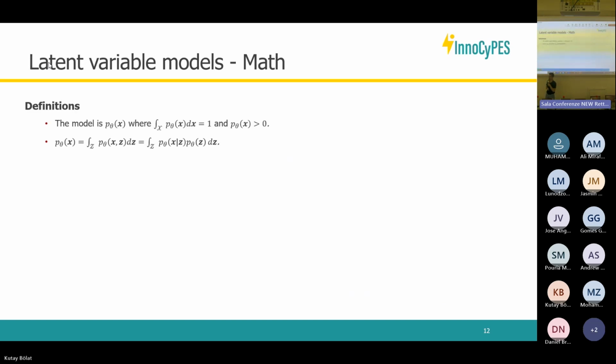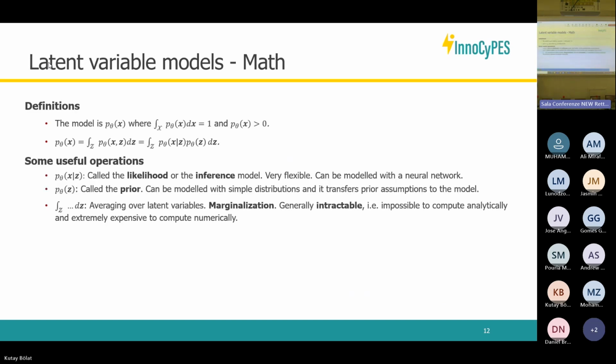So some math. I don't know if I should cover all of these or not. Let me check the time. Maybe a little bit if you're interested. I already talked about these latent variable models. This is the marginalization that we want to achieve.